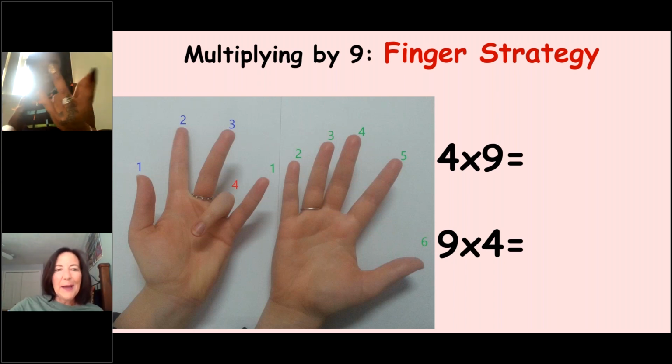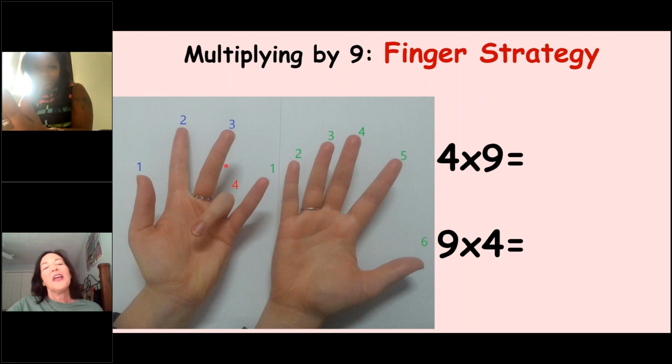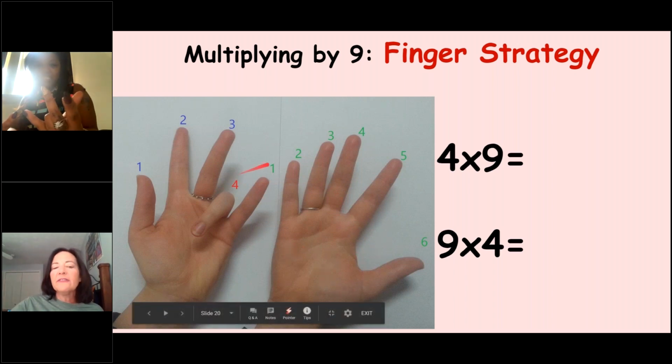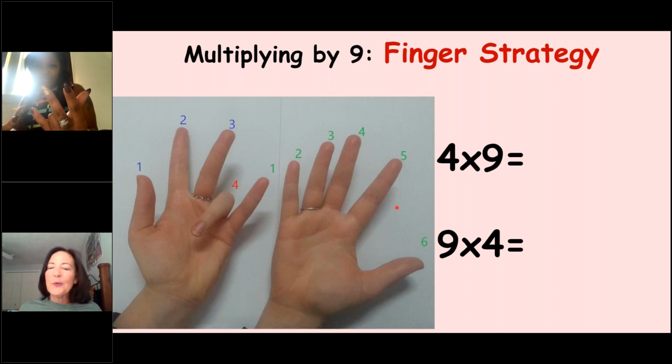Yes, so the answer is 3. So now where that bent finger kind of breaks it up, how about the right side of the bent finger, but not the right hand? The right side of the bent finger. There are 6. So what's the answer? 36. You're awesome.